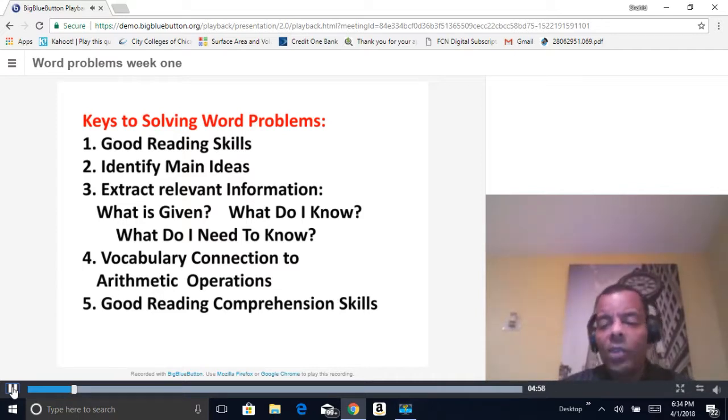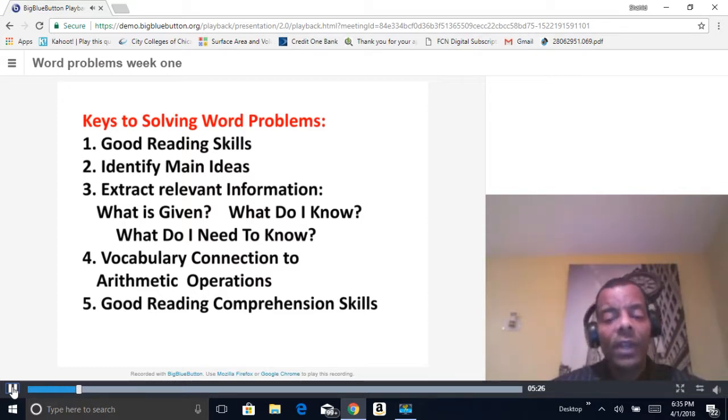Another thing you want to ask yourself as you're reading the word problem is, what do I know already? If there's a problem dealing with area, have they given me the length? Have they given me the width? If it's a problem using a formula, what aspects of the formula are given to me in the problem? So ask yourself what is given, and what do I know already after reading the word problem?